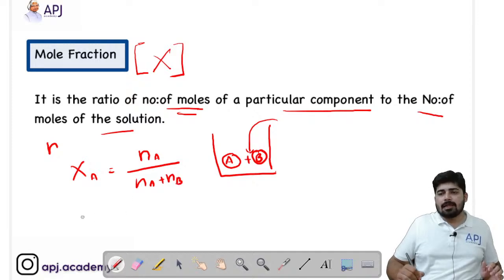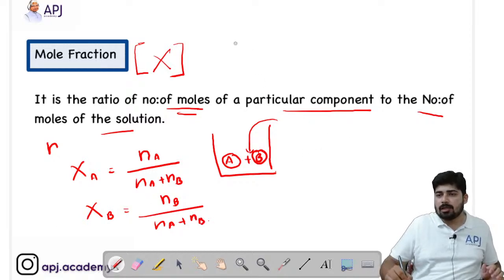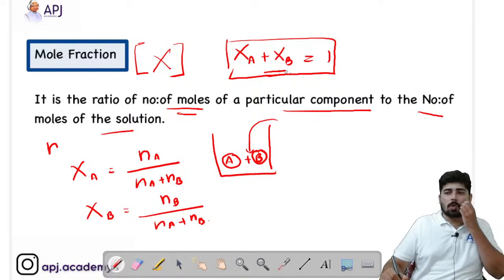Nb. Similarly, I can find out the mole fraction of B. Mole fraction of B is equal to the number of moles of B divided by the total number of moles, that is Na plus Nb. And this relation you have to learn by heart: the total mole fraction of a solution will always be equal to 1. It can neither be greater than 1 nor less than 1. It will always be equal to 1.